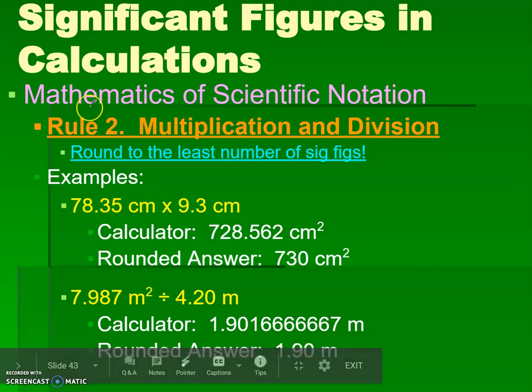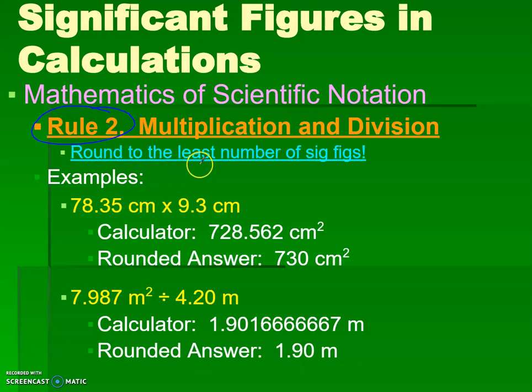So let's take a look at that rule, because rule 2 is slightly different. You round to the least number of sig figs total for your problems. So if you have 78.35 centimeters and 9.3 centimeters, in your calculator you get this area. Let's say it's an area: 728.562 centimeters. What we do is we take a look at this value right here. This has 4 sig figs: 7, 8, 3, and 5. This number has 2 sig figs. So which of these two is the least number of sig figs? It's the 2, obviously. So we have to take this number and round it to 2 sig figs. So that means it's 730.